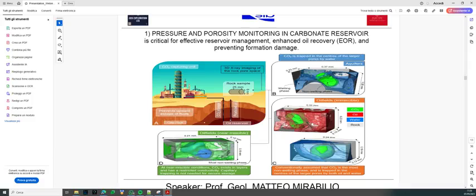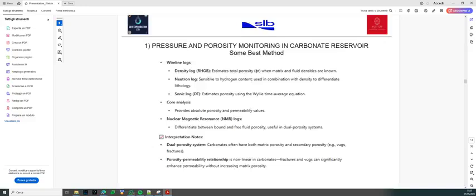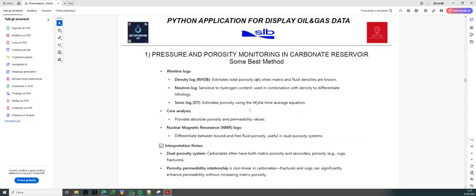So we have some examples of different techniques, such as 3D tomography. Which are the best methods generally used to make this kind of analysis in carbonate reservoirs? Density log, which can generally be run more than once during the life of the reservoir in a carbonate reservoir, estimates the total porosity and how the ratio between the matrix and the fluid density changes in the reservoir.